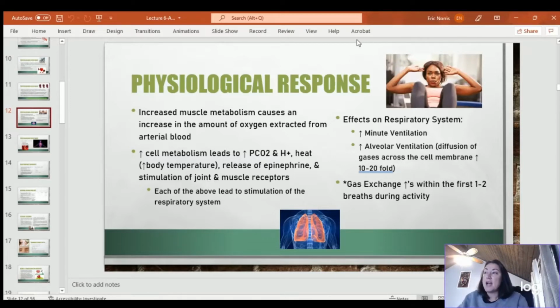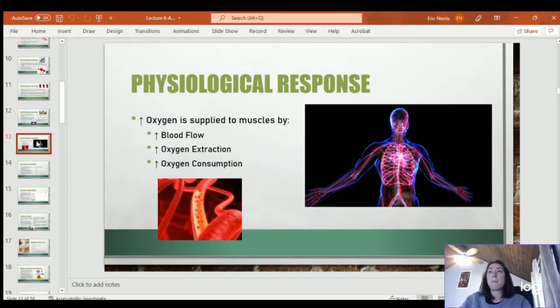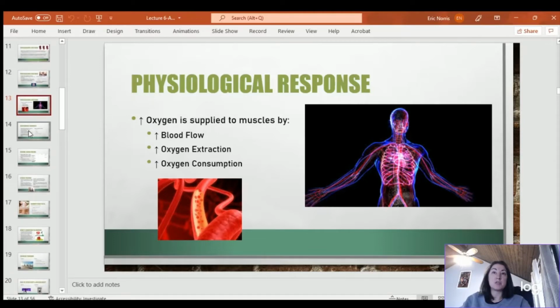And then gas exchange increases typically within the first 1 to 2 breaths, but it typically takes a minute or 2 to really increase enough to be ready to kick in that aerobic metabolism. Increased oxygen is supplied to muscles by an increase in blood flow, an increase in oxygen extraction, which we talked about, more oxygen is being removed on a cellular level, and increased oxygen consumption. So all of those things increase the oxygen that's available to the muscles that are working.